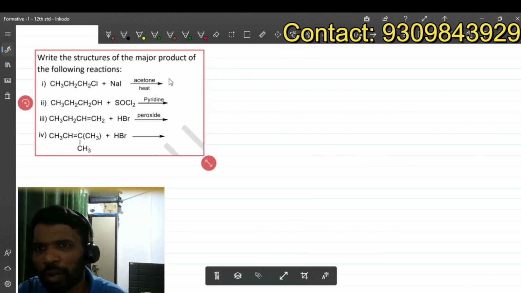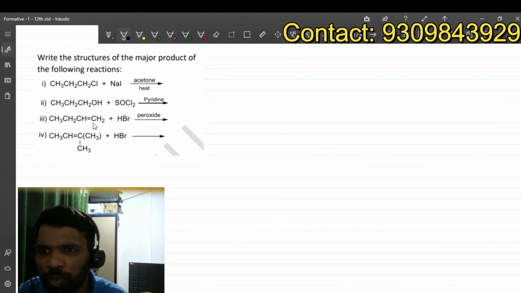Last one is a Markovnikov's reaction. We have done this before. That Br will go here. Means in this case, I'll directly write the product. The product is from an anti-Markovnikov's reaction. It is CH3, CH2, CH2, CH2, Br. And this is what Markovnikov's reaction is.